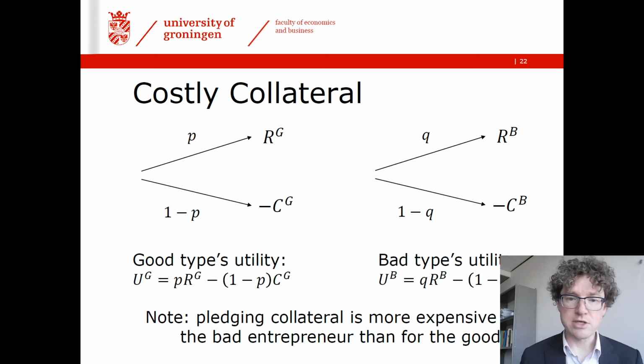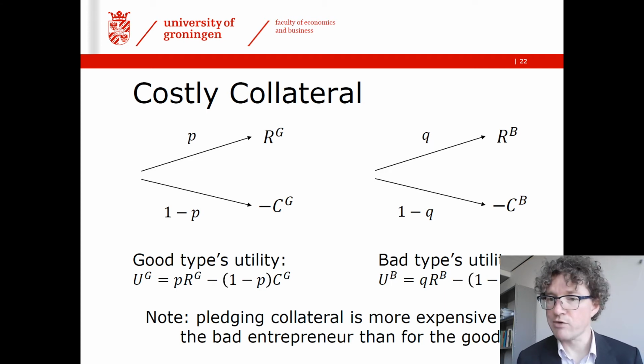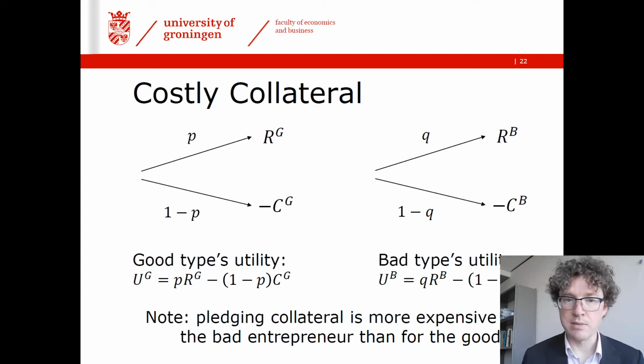So the idea here is that pledging this collateral, posting this collateral as part of the agreement on the payoffs to the entrepreneur, is going to be more expensive for a bad entrepreneur than for the good one, because for the bad entrepreneur, it's more likely that you lose your collateral, because it's more likely that you will fail. 1 minus Q is going to be bigger than 1 minus P. And that's going to drive the results.